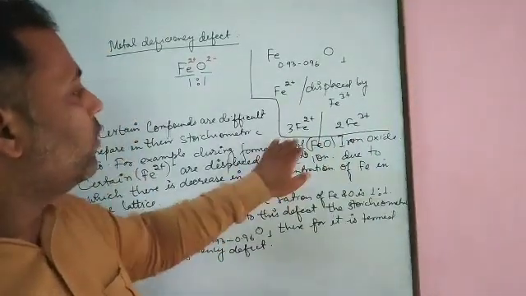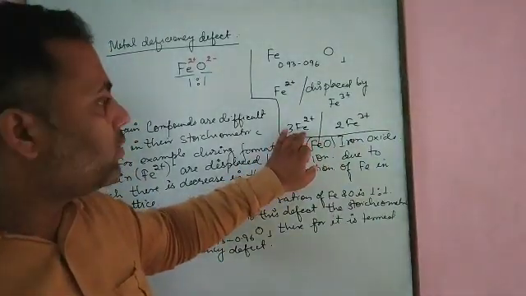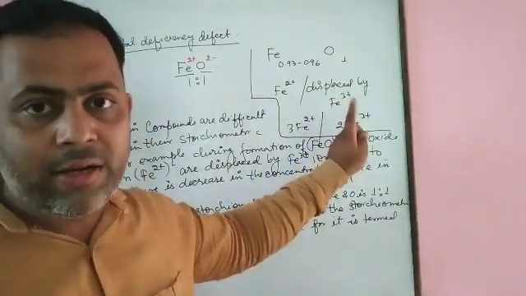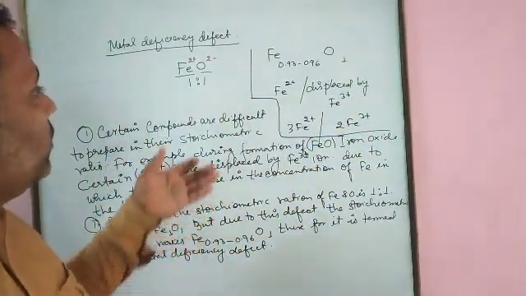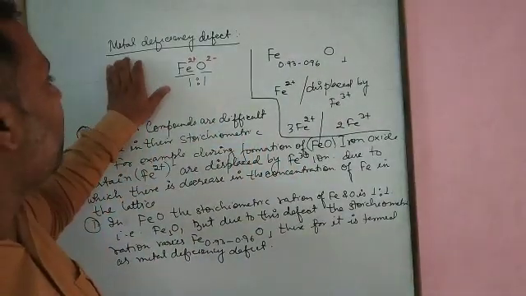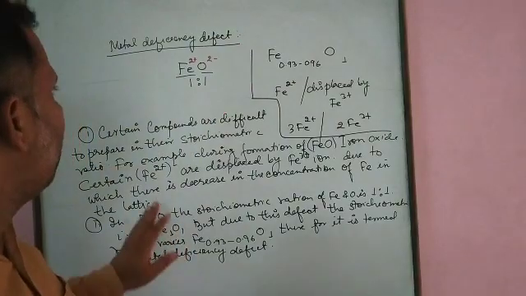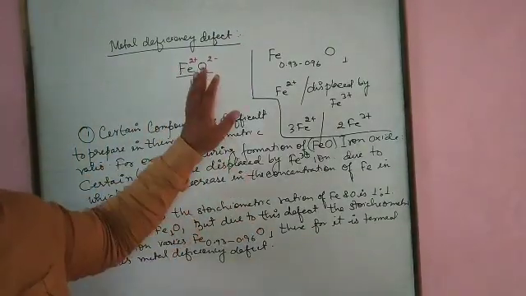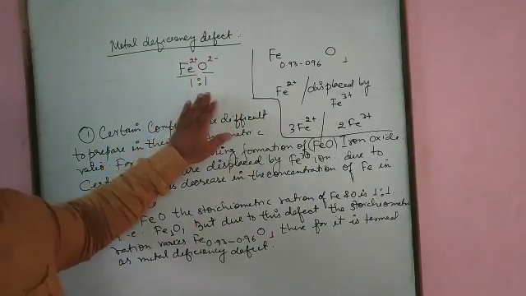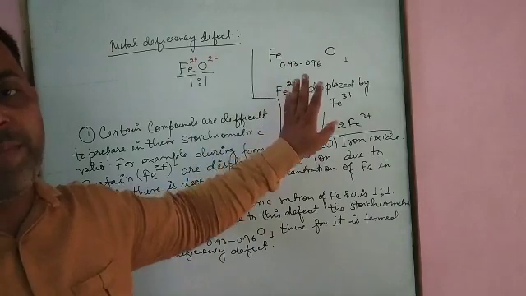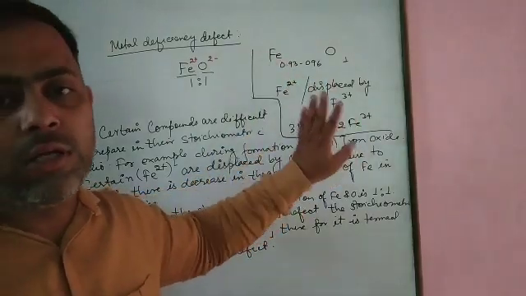That means we remove 3 iron 2+ by 2 iron 3+. It means there is deficiency of 1 iron atom. Due to this, there is decrease in the concentration of metal, and this is termed as metal deficiency defect. Clear? This is the type of non-stoichiometric defect, because the stoichiometric ratio is not maintained here. But in this type of defect, the electrical neutrality is maintained.